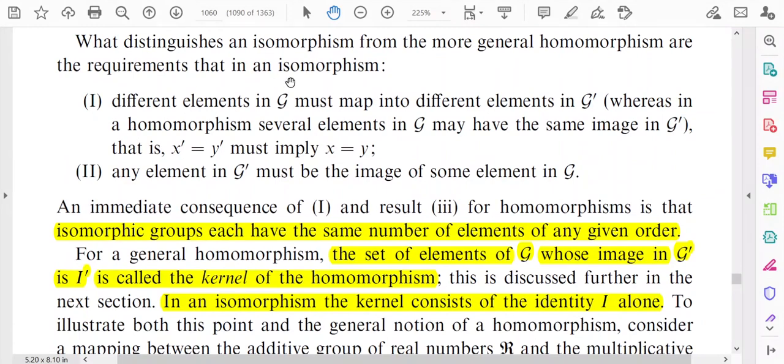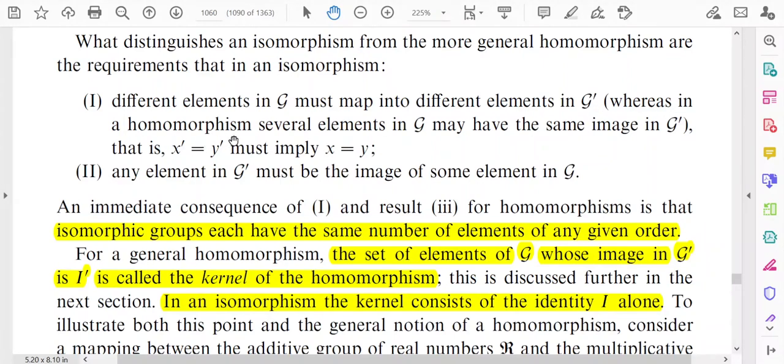And what is the difference of isomorphism and homomorphism? That we will discuss now. So for the case of isomorphism, the requirements are as follows. Different elements in G must map into different elements in G prime. I am again saying, that is, different elements in G must map into different elements in G prime.